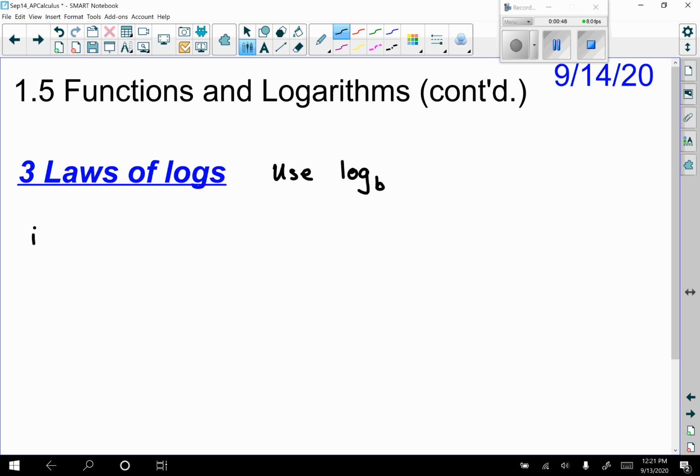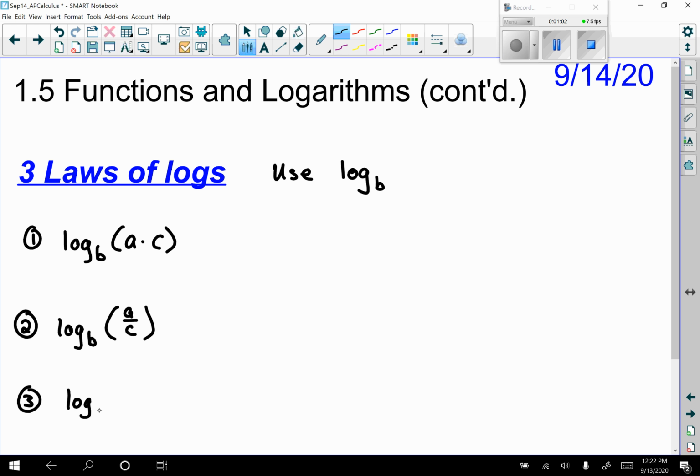expanded form. So if our first expression starts as log base b of a times c, go ahead and expand that. And then for the second law, it's going to be log base b of a divided by c. And then third, we'll have log base b of a to the power of c.